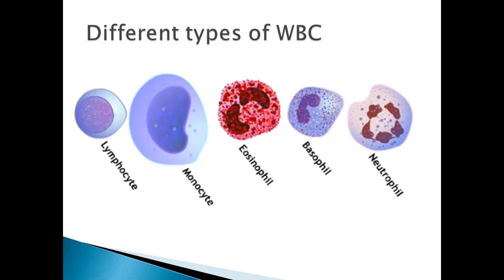Here we see the different types of white blood cells. From left to right, there are lymphocytes, monocytes, eosinophils, basophils, and neutrophils. We will now discuss the various types of white blood cells.